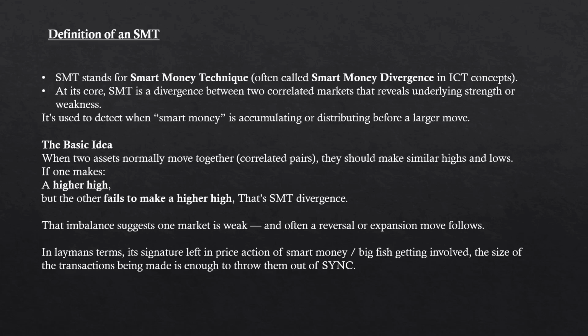Definition of an SMT. SMT stands for Smart Money Technique, often called Smart Money Divergence in ICT concepts. Essentially it's a signature left in price action of smart money or big fish getting involved. The size of the transactions being made is enough to throw them out of sync. When two assets that normally move together, correlated pairs, should be making similar highs and lows, if one makes a higher high but the other fails to make a higher high, that's an SMT divergence.